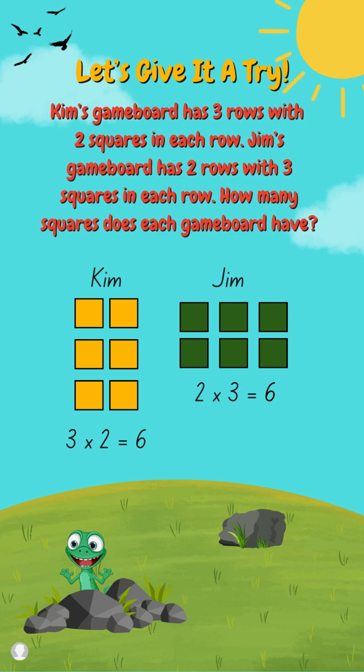Now let's look at Jim's game board. He has 2 rows with 3 squares in each row. To find the total here, we can multiply 2 times 3. What do we get this time? Exactly! 2 times 3 equals 6. So Jim's game board also has 6 squares. So both Kim and Jim have 6 squares on their game boards, even though their rows and columns are different.